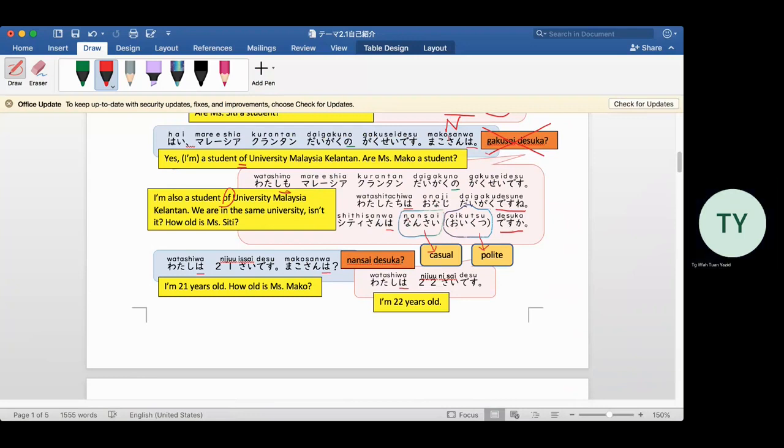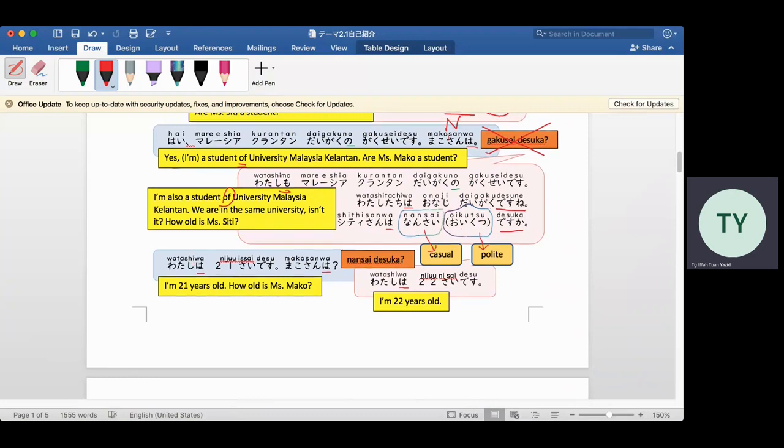Nansai, you speak with your friend lah, or somebody who is younger than you. Oikutsu is what you use for polite situations lah. Example, you talk to people older than you or a stranger. So you choose either one. So example, Shiti-san wa nansai desu ka? Or Shiti-san wa oikutsu desu ka? So either one. Okay, beza casual and polite only.